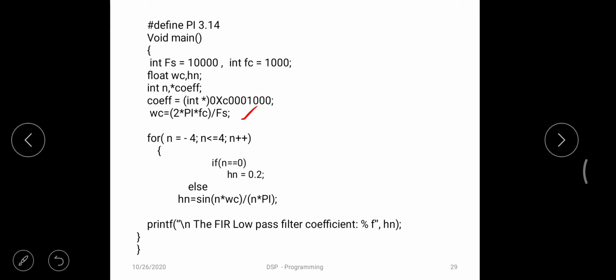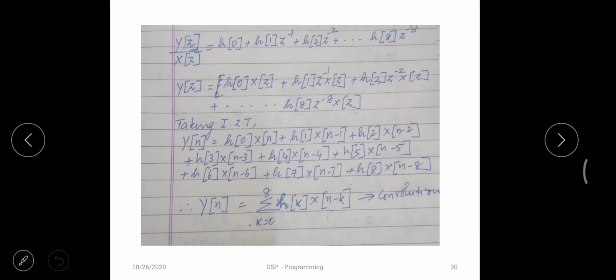That's all about this first portion. In the next portion I am going to implement this filter. That is called structure realization, linear phase.